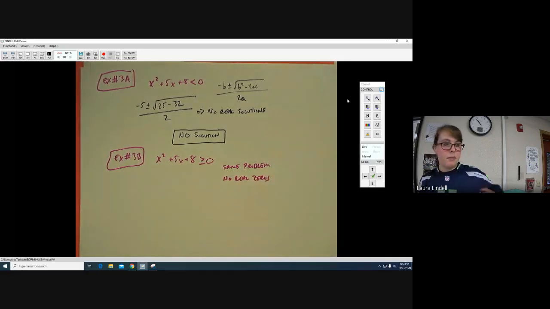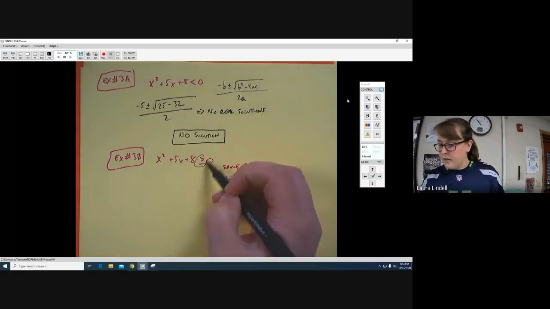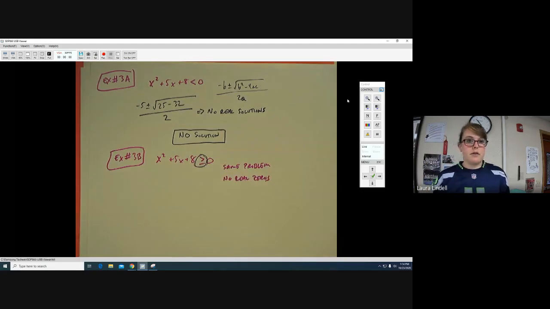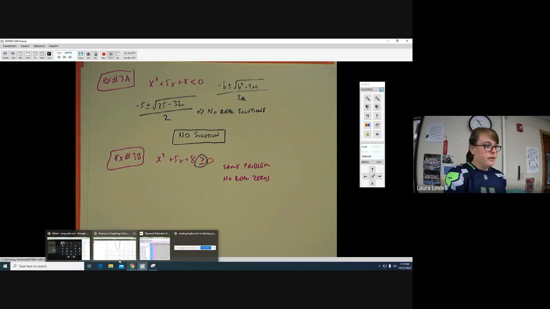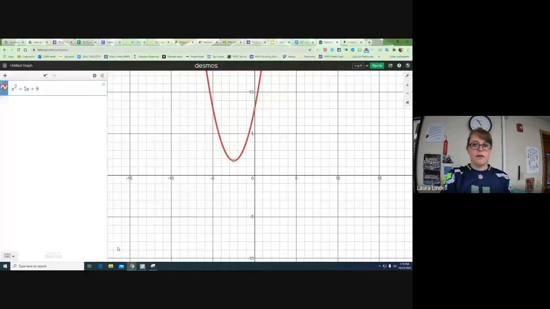So it's the same problem. There's no real zeros, but we've got a different symbol here, greater than or equal to 0 instead of less than 0. So my question for you is, where is this function greater than or equal to 0? What do you think my solution interval is going to be?